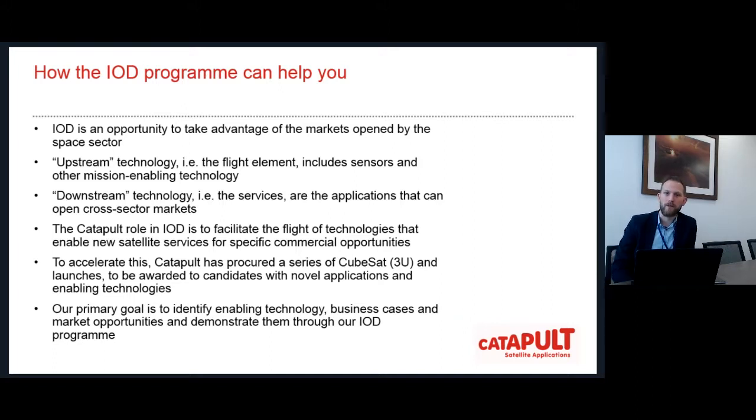Speaking of downstream, that's what we call our services element. This is the data or the user service that's provided on the ground. It could be images from a remote sensing imager, or it could be a radio service, IoT being an obvious hot topic at the moment. And then the applications that hang off those capabilities provided from orbit.